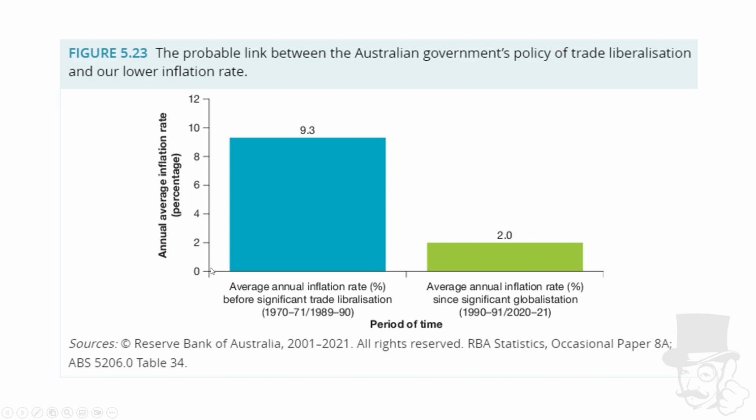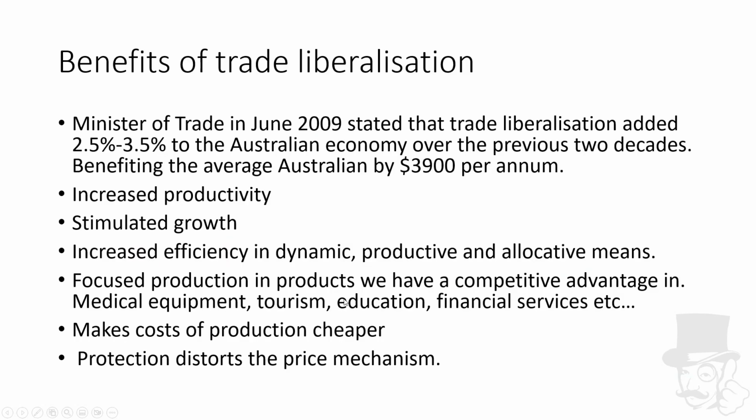So here you can see that the average rate of inflation in the 1970s, 80s and 90s was on average about 9.3%, but once we started doing trade liberalisation, you can see that inflation fell to around 2% on average. And that's the benefits of trade liberalisation. So: increased productivity, stimulated growth, increased dynamic, productive and allocative efficiencies, focus on production in products we have a competitive advantage in, like medical equipment, tourism, education, financial services, etc. It makes cost of production cheaper, and protection distorted the price mechanism also.